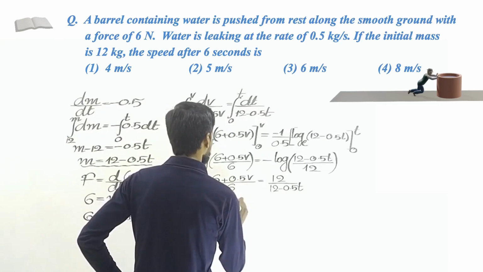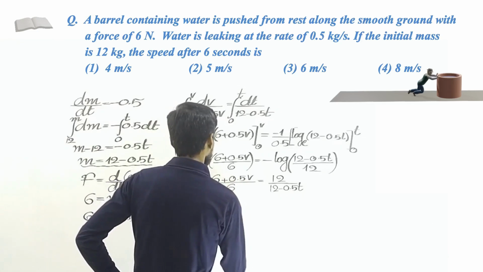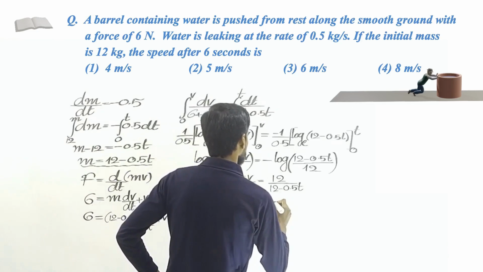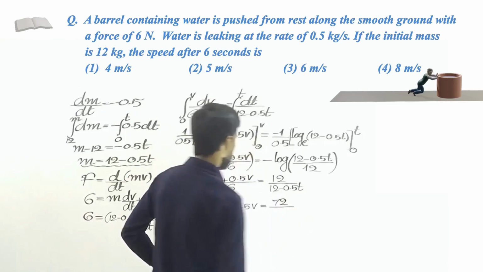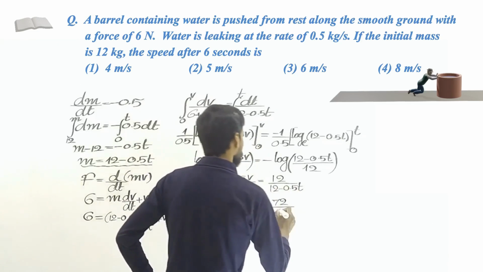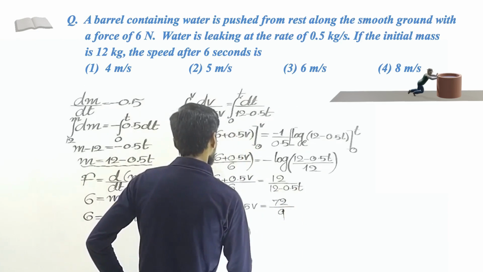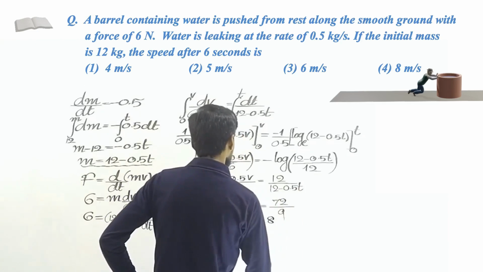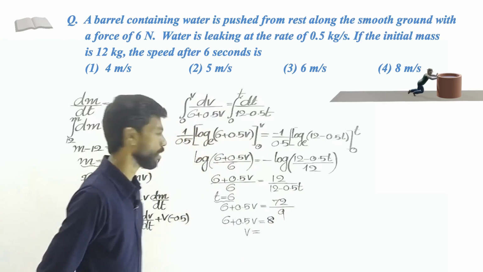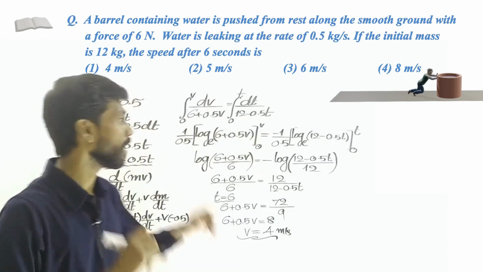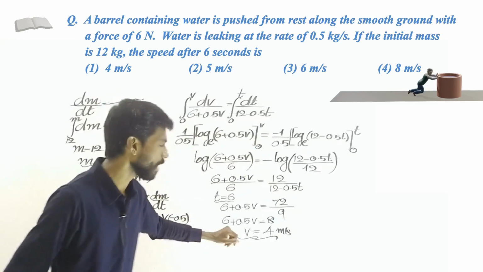So t is 6, so this will become 6 plus 0.5v equals 6 multiplied by 12, that is 72, divided by 12 minus 6 multiplied by 0.5, that is 3, so 9. Okay, so 6 plus 0.5v equals 72 divided by 9, so that is 8, so that will give you the value of v. So it is 2 divided by 1 by 2, so that is 4, so 4 meter per second. So that's all. That is our required speed at the time when t is equal to 6. Yes, so that is our required answer.